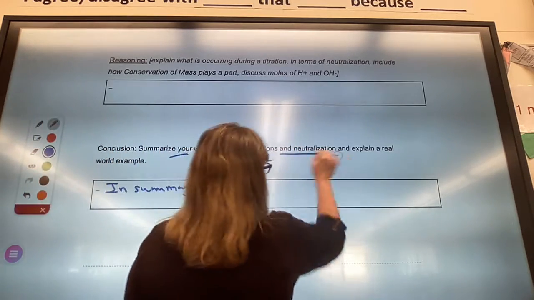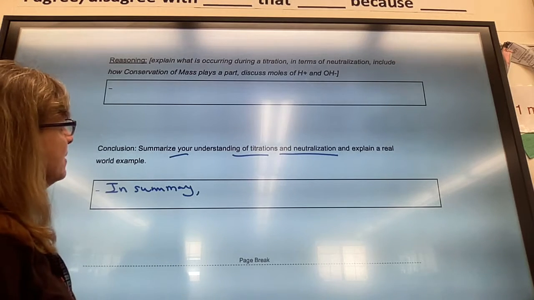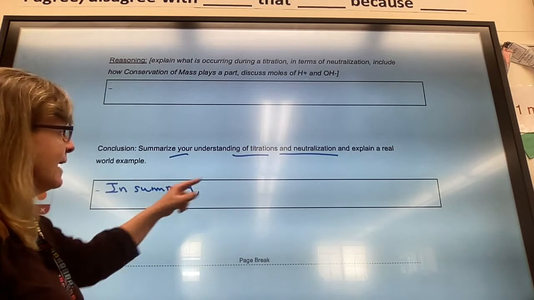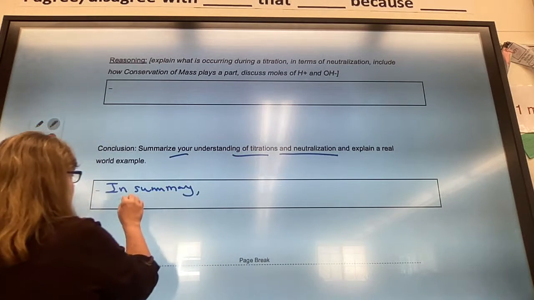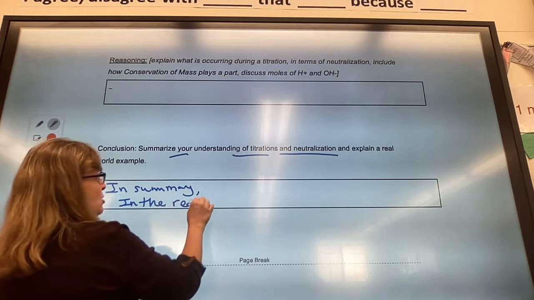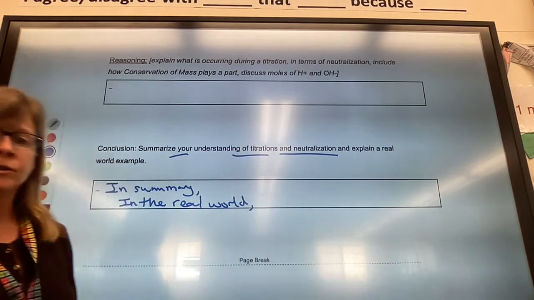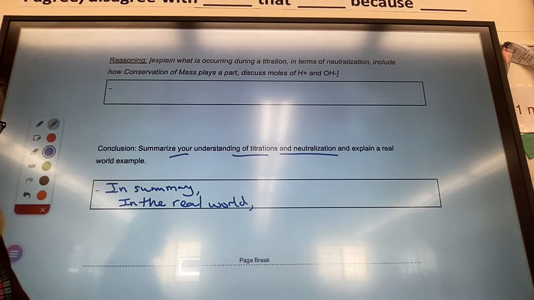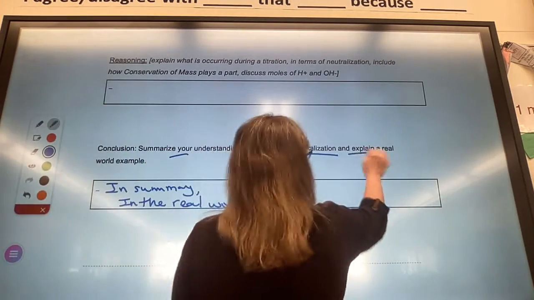What's a titration? What's neutralization? Go back to the reading. Go back to the text. Okay. And then once you're done that, you're going to explain a real-world example. So talk about that first, and then maybe you transition to in the real world, in daily life, something like that, and give a real-world example.